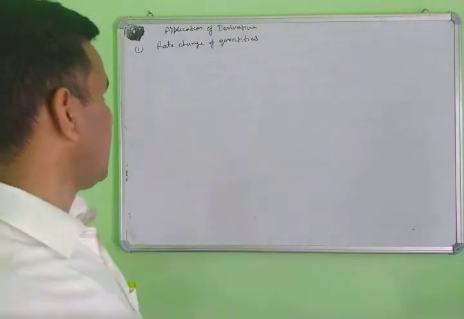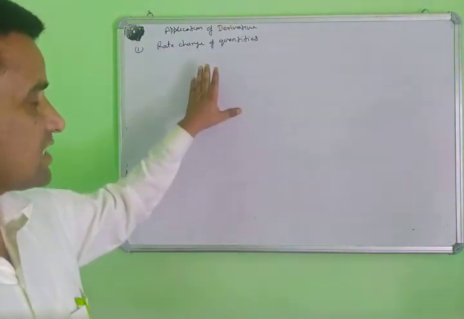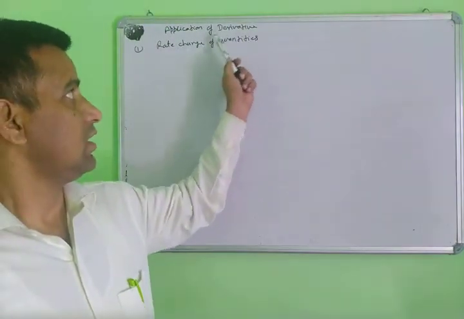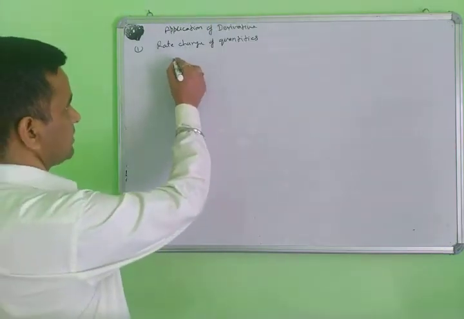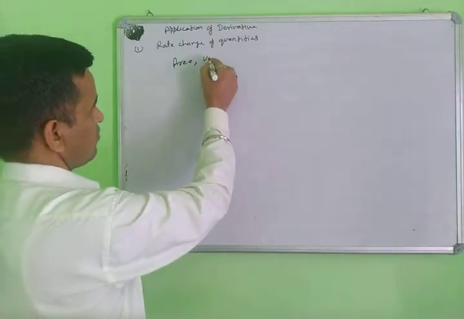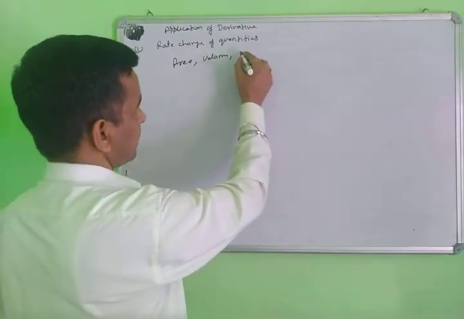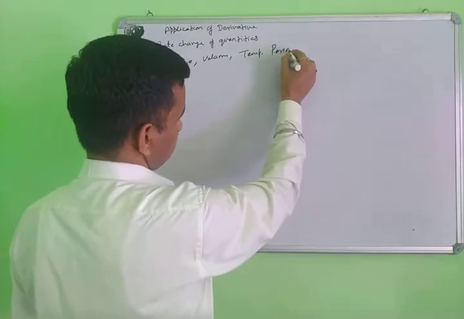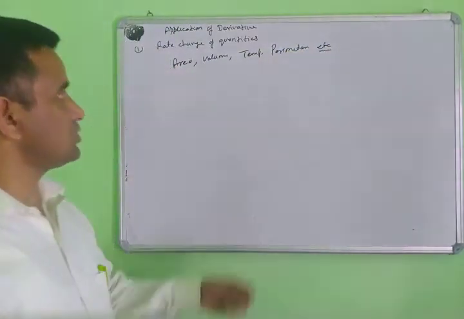Yes, students, the first point I am taking is the rate of change of quantities. This is the first exercise. First we discuss the quantities. Which values are quantities here? Suppose you are finding the area; this is called a quantity. Volume is also called a quantity. Temperature, perimeter, etc. are called quantities.